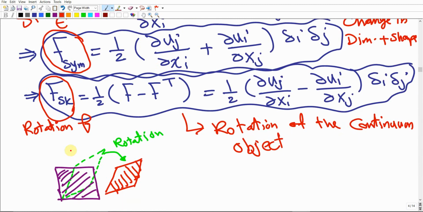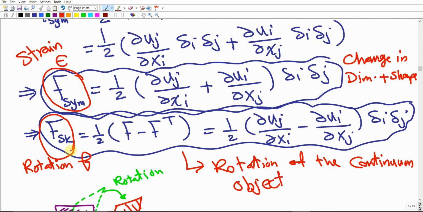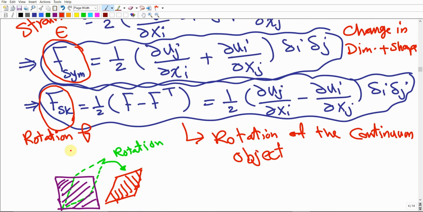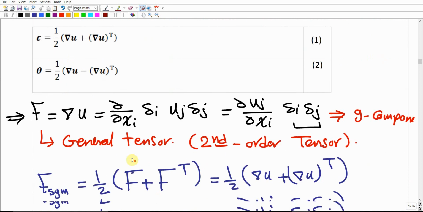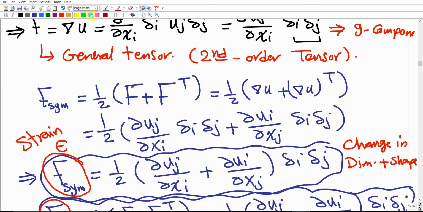So this is the physical meaning of a strain. The strain is the symmetric part of the deformation tensor. And the strain describes only changes in dimensions and shape, but it does not describe rigid rotation of the object. But there is another tensor that describes the rotation of the object, which is known as the rotation tensor or the rotation field, which is the skew symmetric part of the deformation tensor. Make sense? All right, so we can generally define, as we mentioned, that the symmetric part is commonly known as the strain, and the skew symmetric part is commonly known as the rotation.